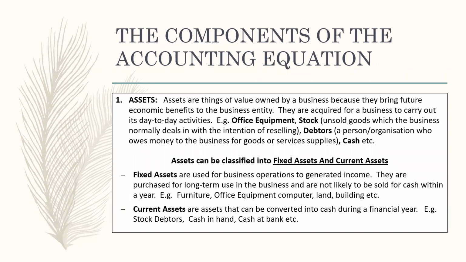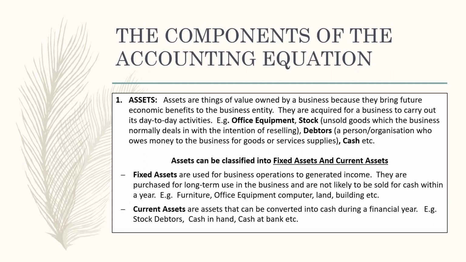So fixed assets are more or less the furniture that a business will purchase. They are not going to purchase these fixed assets for resale. They will purchase them to stay in the business for years. Maybe, of course, it has to be over 1 year, 2 years, 3 years, 5 years, 10 years, it depends. All right. So those are examples of fixed assets: furniture, office equipment, computer, land, building, etc.